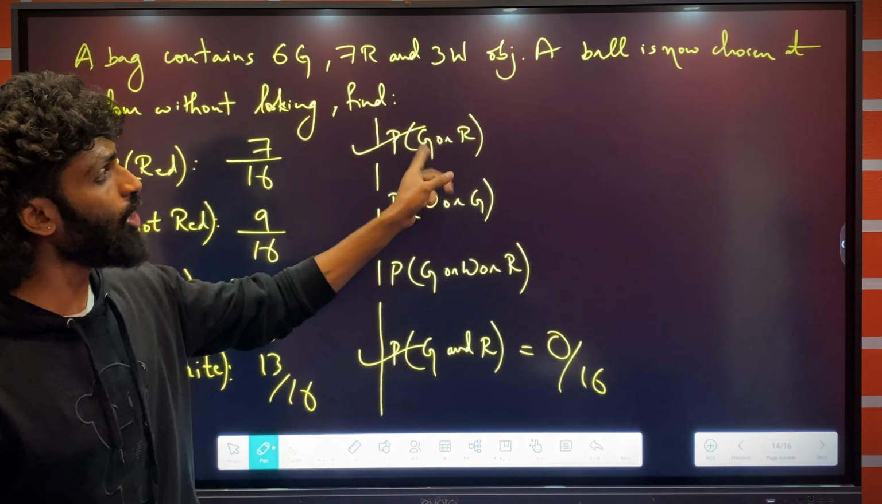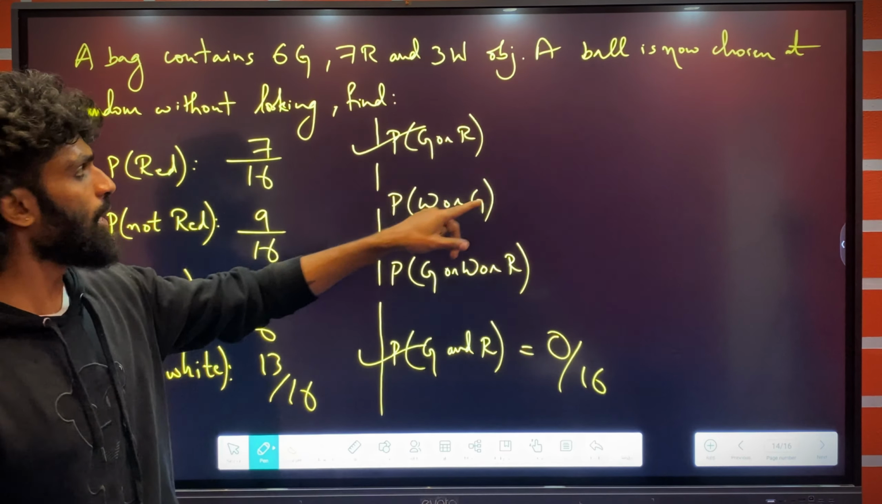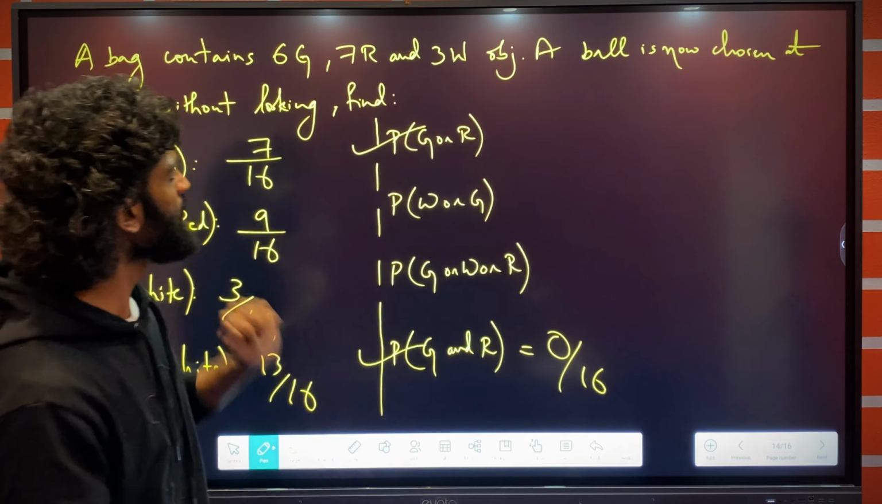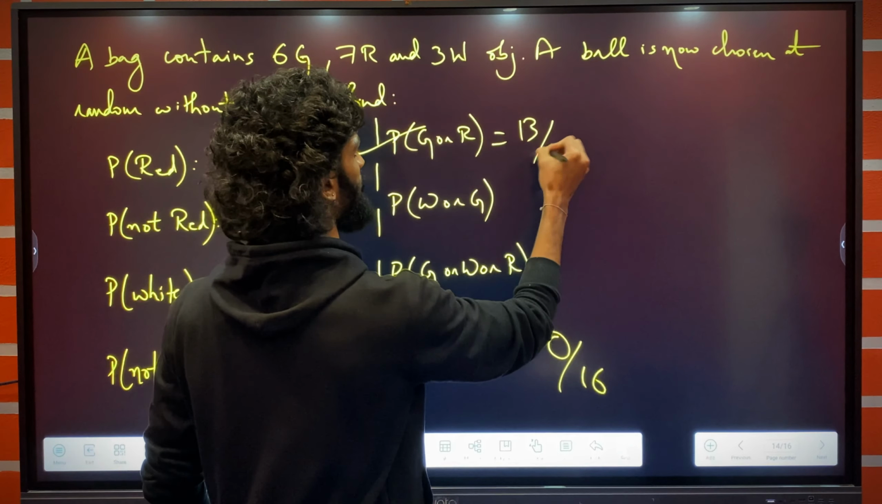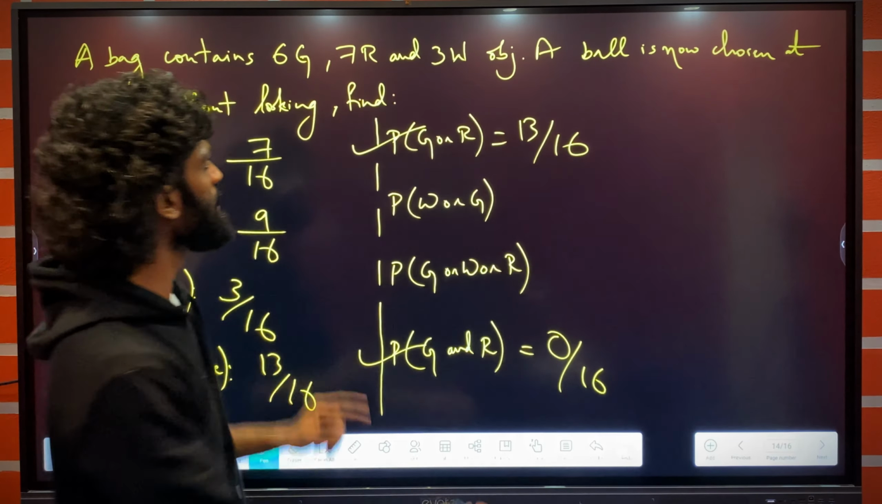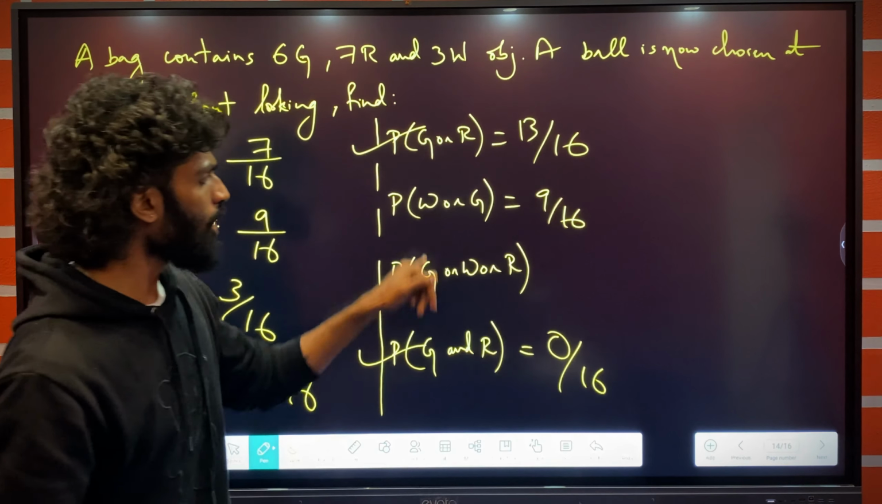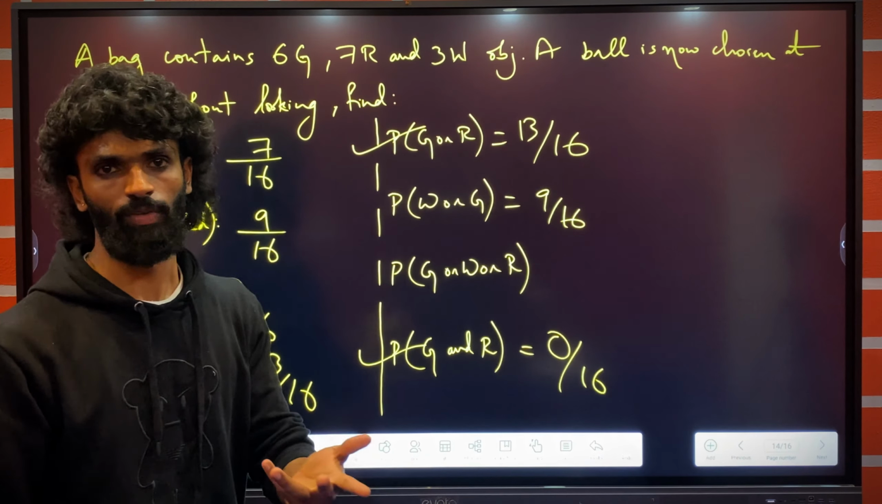But it can be green or red. I pick up, it can either be green or it can be red. Or meaning, I'm supposed to add, green is 6, red is 7, 6 plus 7, 13 out of 16. White or green, again add. White is 3, green is 6, so 9 out of 16. Green or white or red? Obviously, everything.